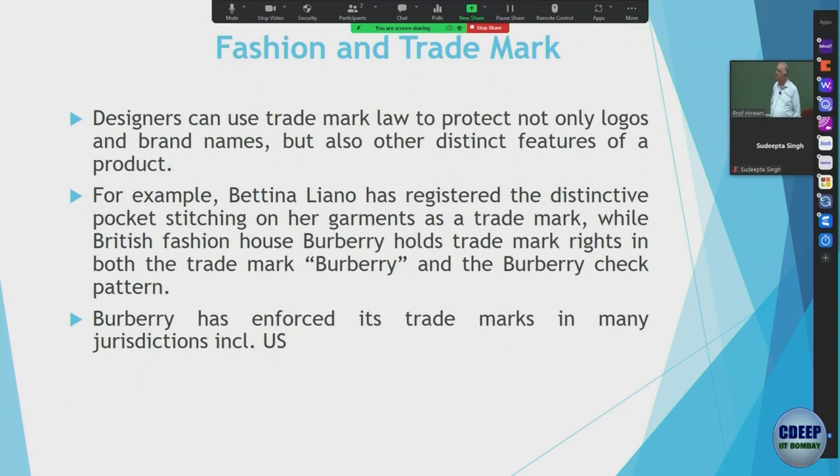People also use trademark for fashion. Bettina Liano has a distinct pocket stitching, a trademark. Burberry has that check pattern, you know. They are all protected as a trademark.